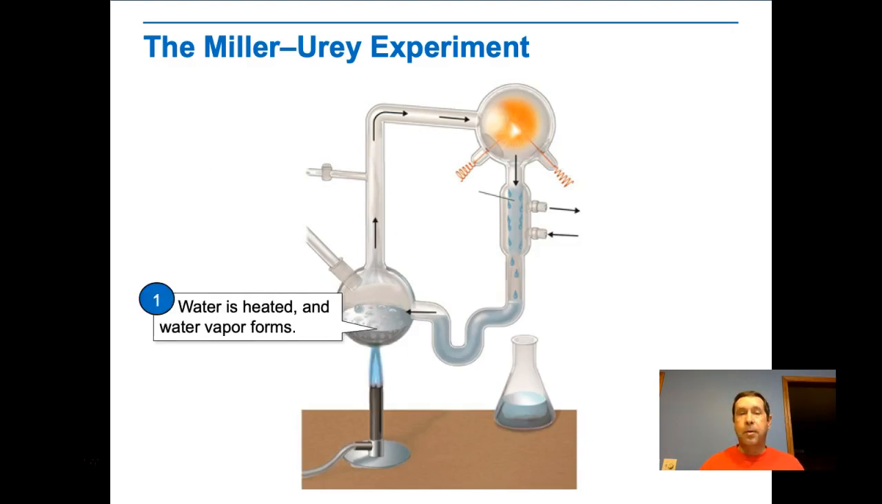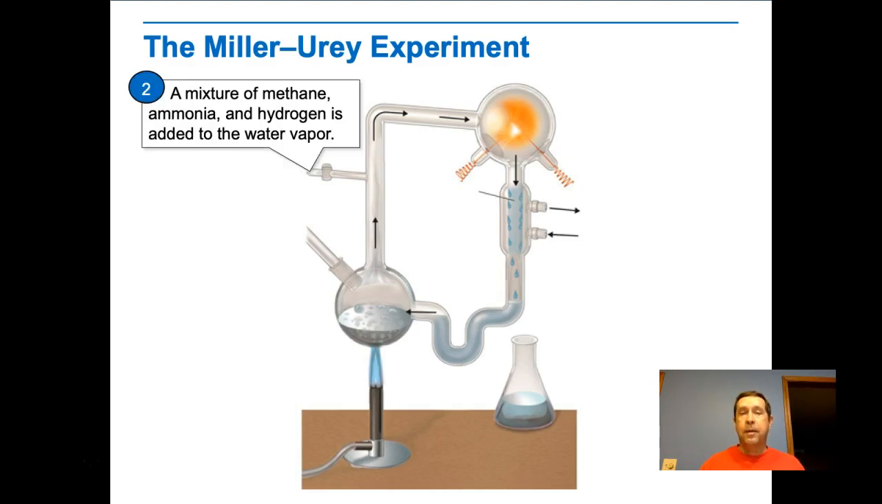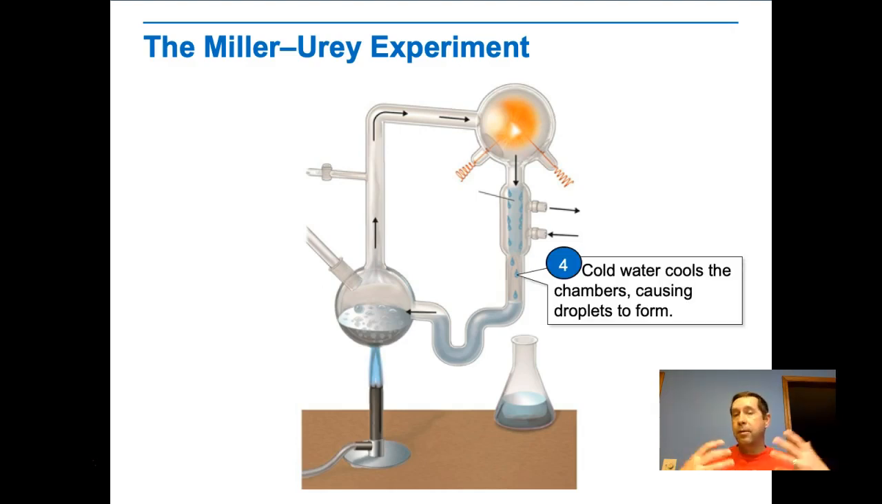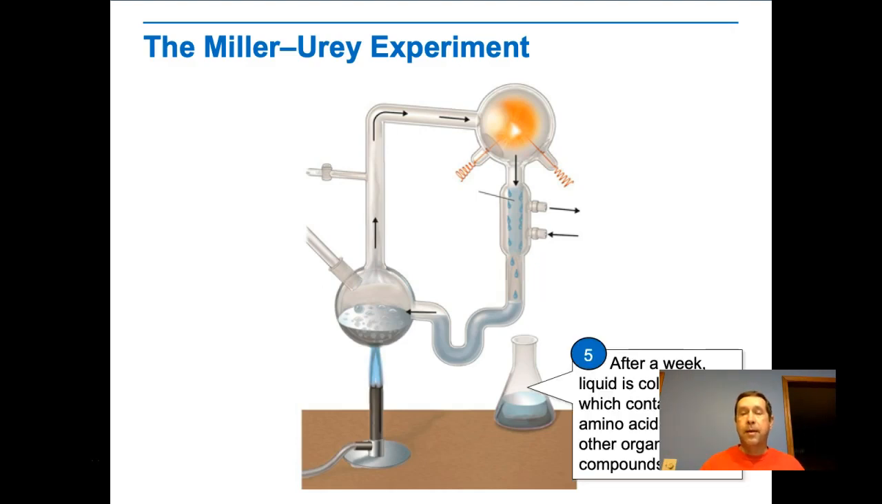So in this area here, water vapor was heated because the Earth was very hot. There wasn't a lot of water vapor in the atmosphere. Again, methane, ammonia, hydrogen, things like that in the atmosphere. A lot of electrical activity, a lot of storms, so a lot of lightning, which could have provided an electrical spark, which then could, as the water cooled, form droplets. And they checked every once in a while, and they found that it did contain amino acids and other organic compounds after several weeks. So it supported the idea that organic molecules could form spontaneously.